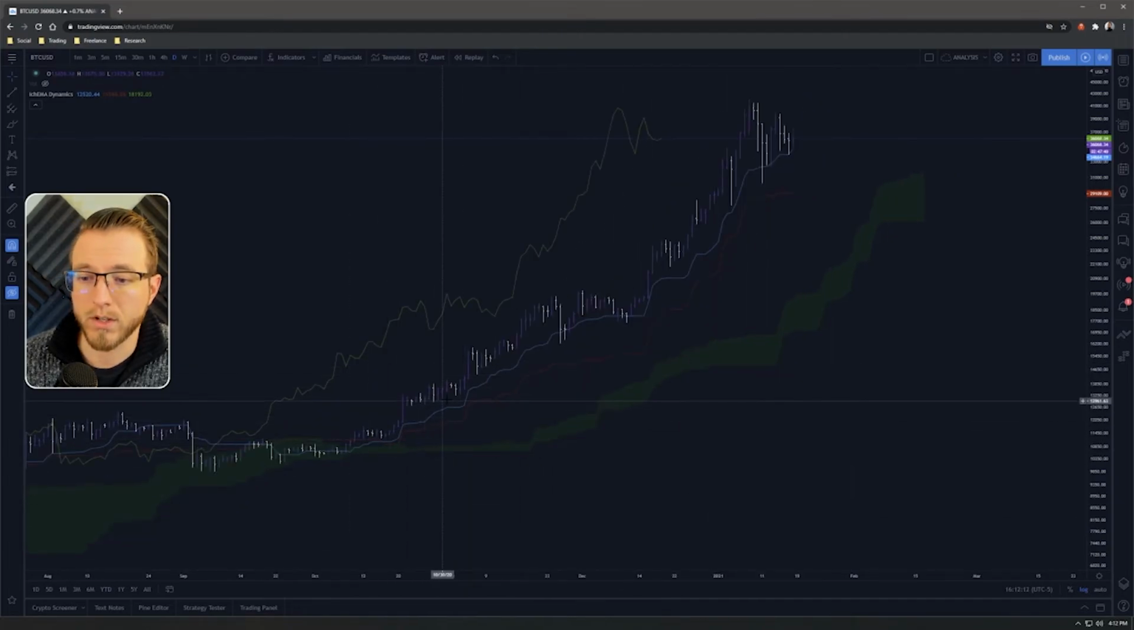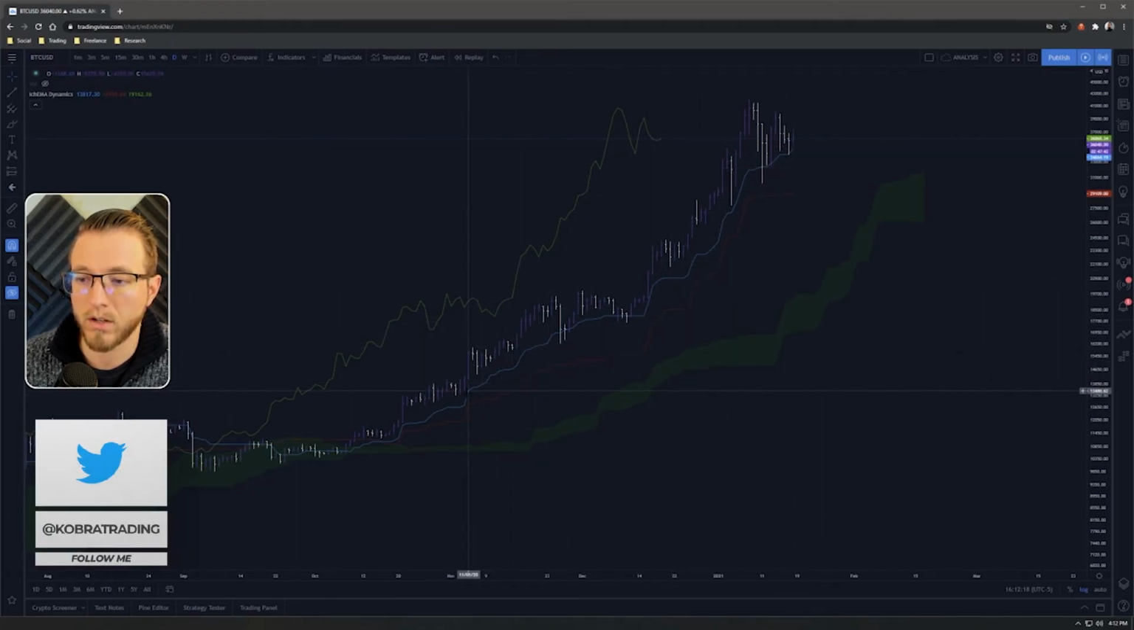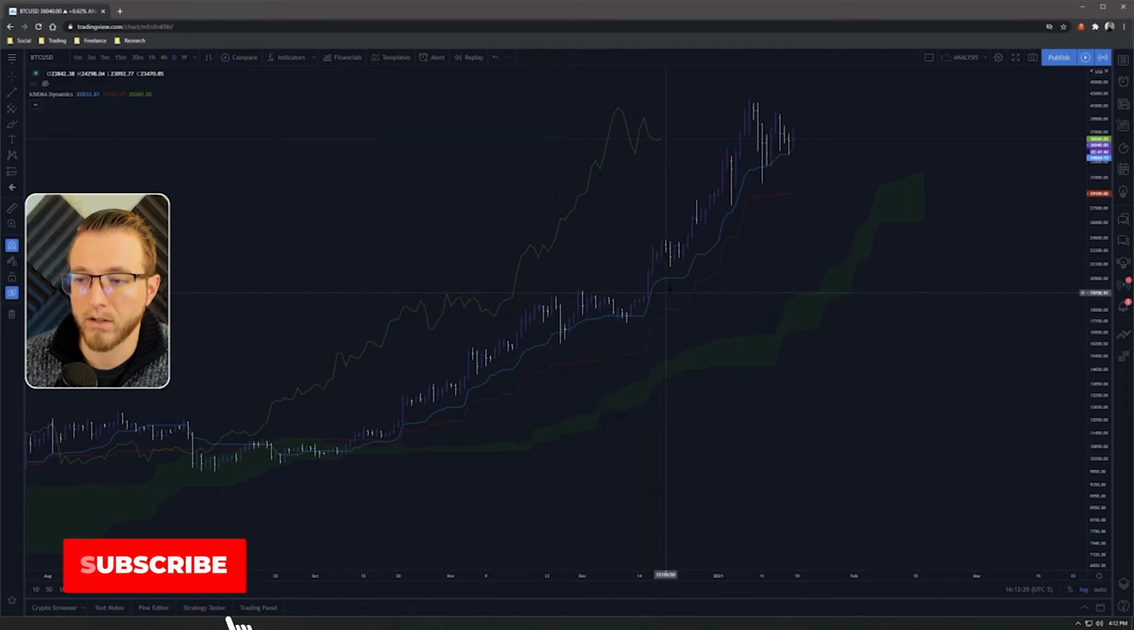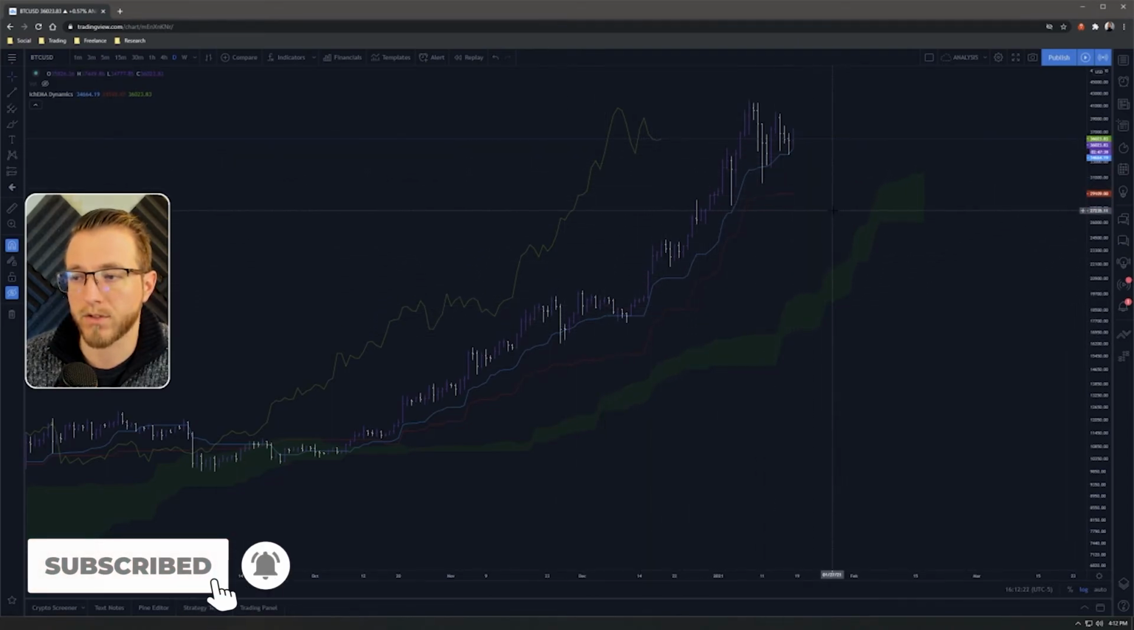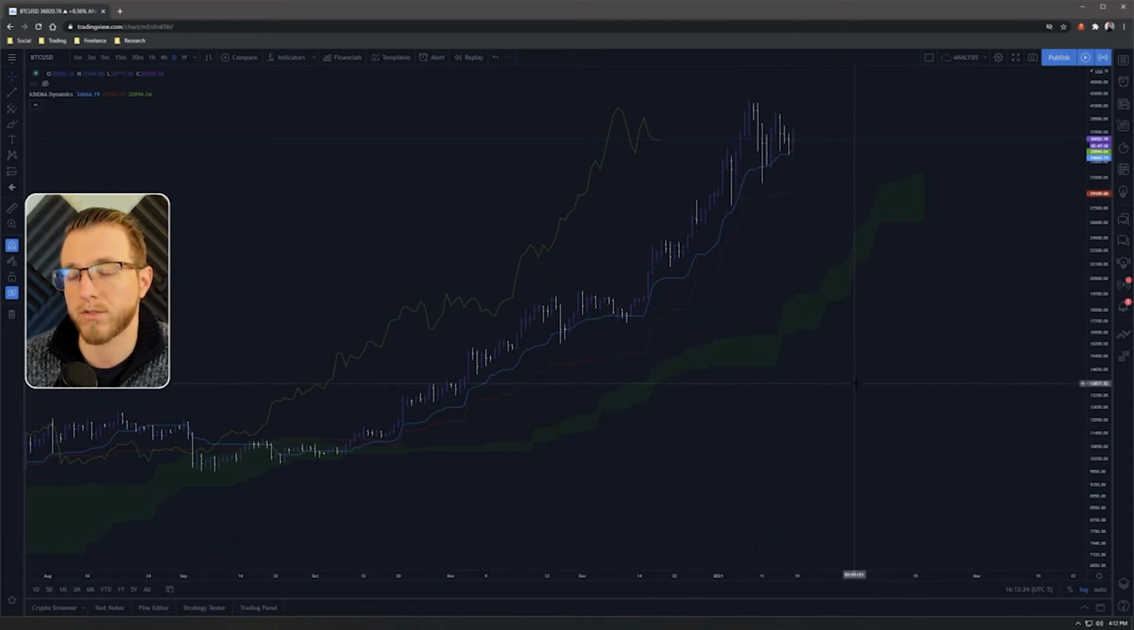So you can see on the way up here, the Ichimoku Cloud, the entire time, the price action has been using our blue line, our baseline, as massive support the entire time. I actually just made a 90-second analysis on my Twitter.